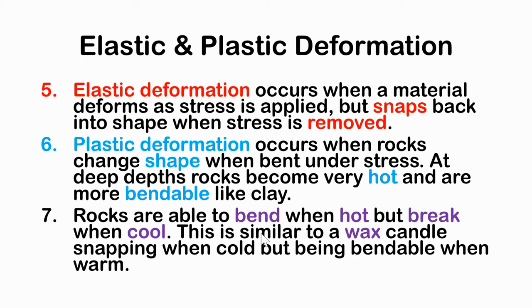Plastic deformation occurs when rocks change shape when bent under stress. This is difficult to do. Rocks aren't very bendy. I don't know if you've noticed that. But when you go deeper at depth below the earth, rocks become very hot. And when rocks are hot, they are much more bendable, like clay. So if you can think about iron, which is kind of technically a rock, it's just a very, very pure substance, right? Iron is bendable. And once you heat it up and you get it red hot, then you can move it.